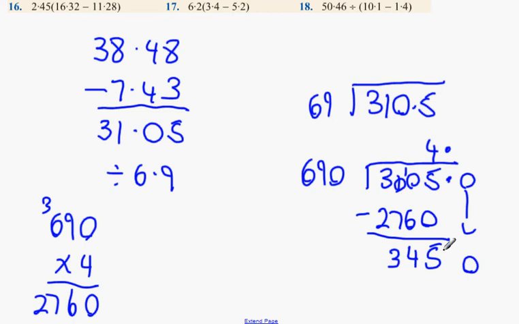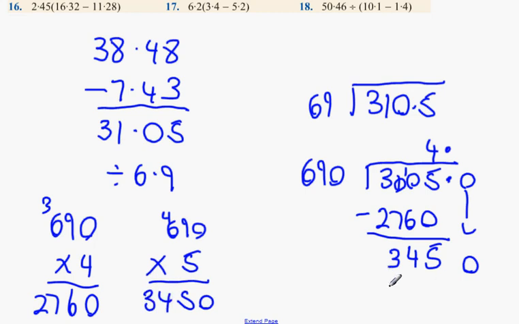You bring the 0 down. Now you count up again. I reckon this one will go 5 times. 690 multiplied by 5, anybody? 0, 5, carry the 4. 3, 4, 5, 0. Take it away. It goes 0. So this time it's going to be 4.5 times the answer.